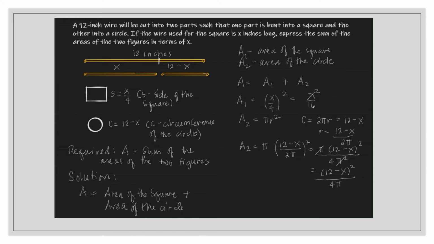So we now have an expression for A1 and for A2, and we will be substituting these into A1 plus A2 to get the sum of the areas of the two figures. So A will be A1, which is x squared over 16, plus A2, which is 12 minus x quantity squared all over 4 pi. So this is now the area in terms of x, the sum of the areas of the two figures in terms of x.